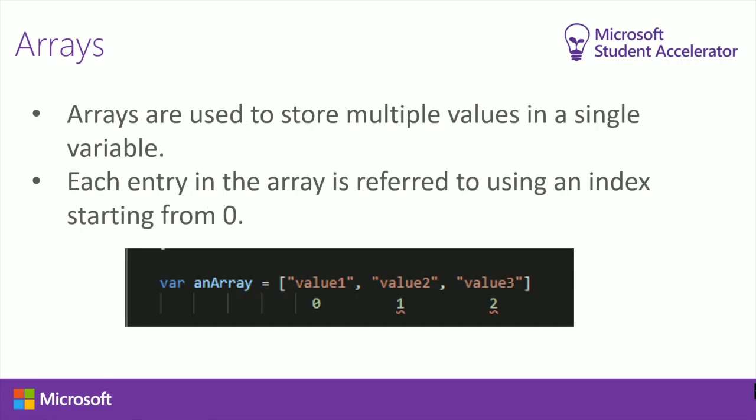An array is used to store multiple values in a single variable. Each entry in the array is referenced using an index which starts from 0. So in this example, value 1 has an index of 0, value 2 has an index of 1, and value 3 has an index of 2.